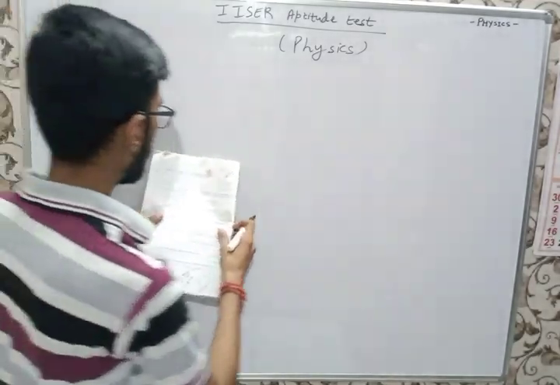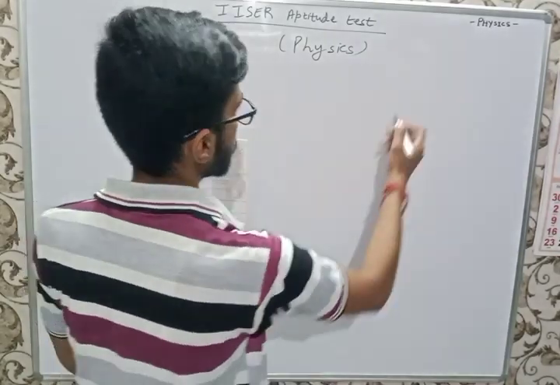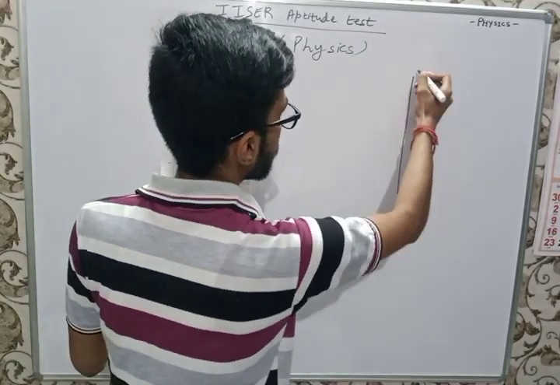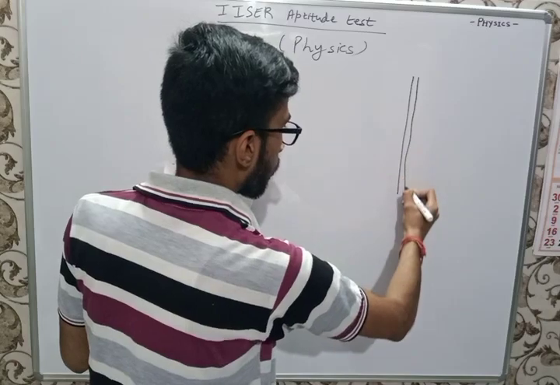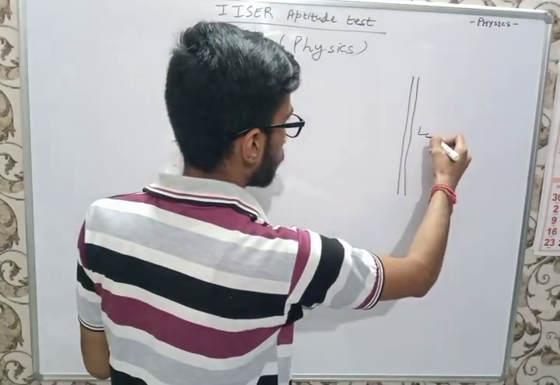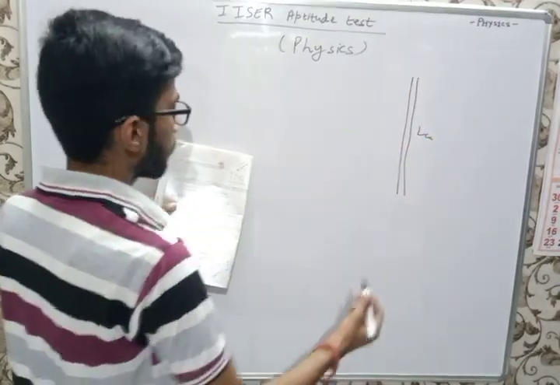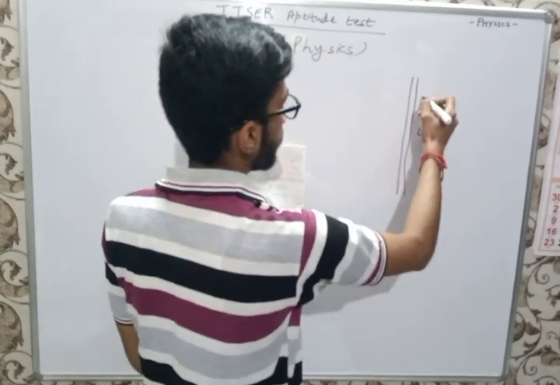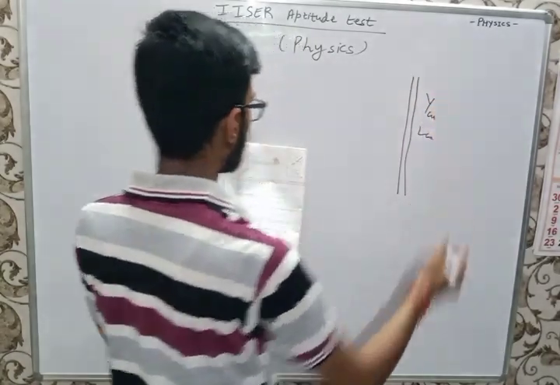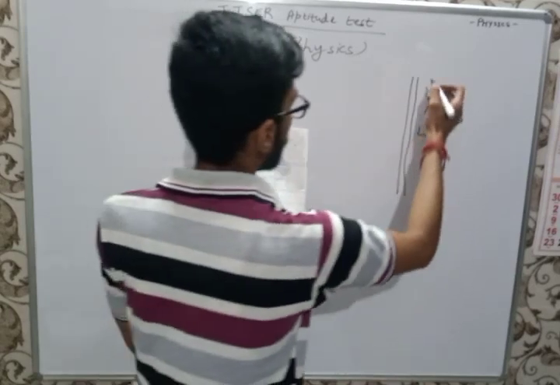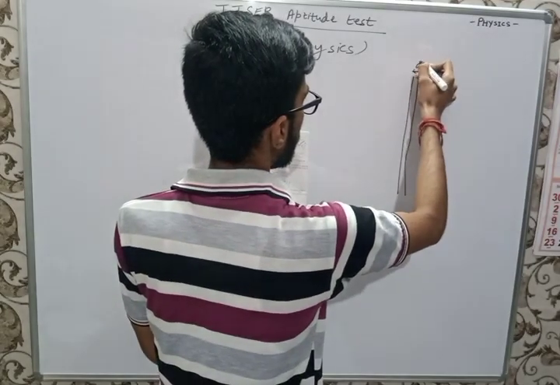You have a copper wire of length L_Cu. So suppose it is your copper wire of length L_Cu, and the Young modulus of this wire is Y_Cu. The diameter of this wire is D.